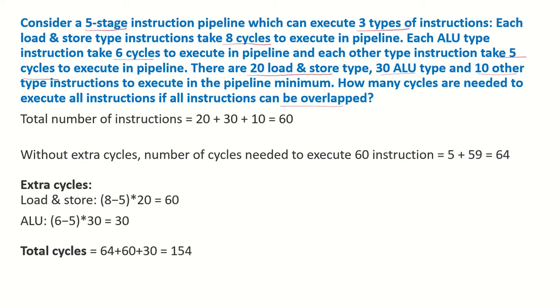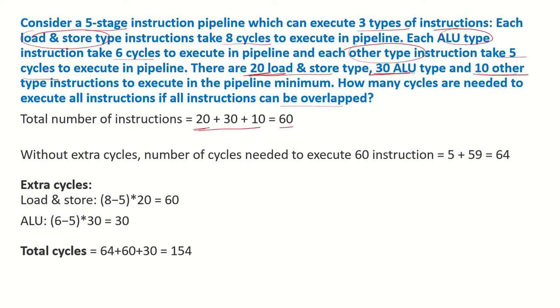So there are 3 different kinds of instructions which are possible in this system: the load and store type, the ALU type, and a few other type. And the number of cycles required for each type are given to us. So the total number of instructions which are given is 20 load and store type, 30 ALU and 10 others. So total number of instructions are 60.